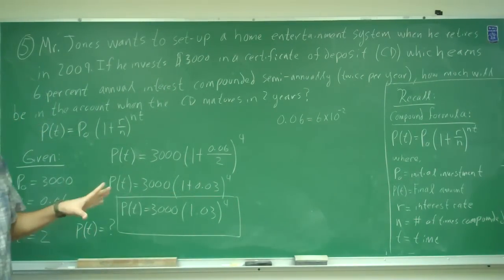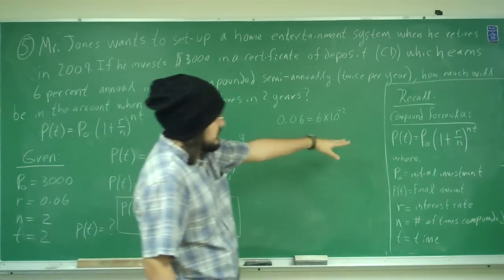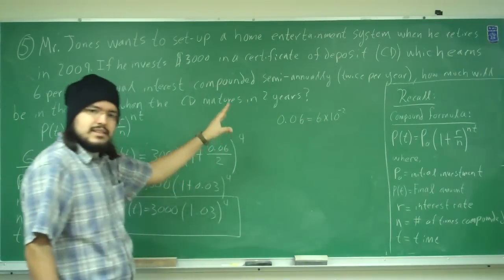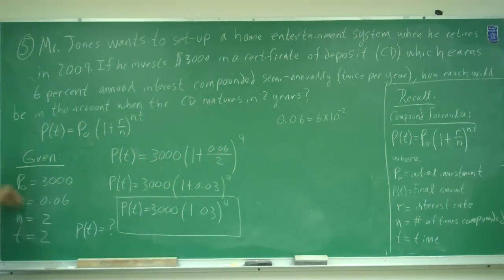Okay, so the only tricky thing here is just knowing what formula to use, and rereading this and stating what is given. So always state what's given, because once you have what's given, you can just plug it into the formula and simplify.